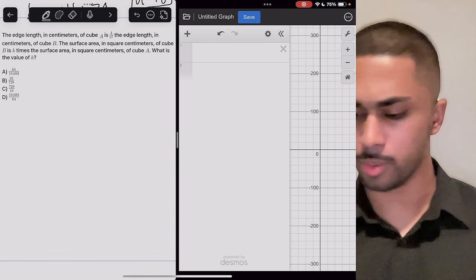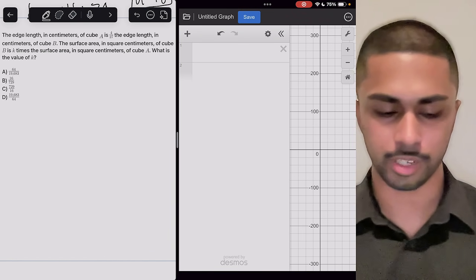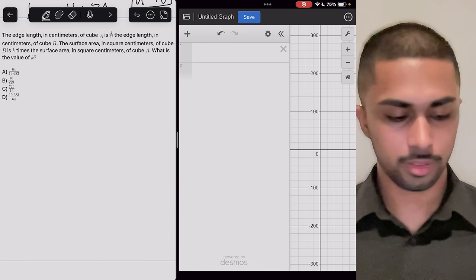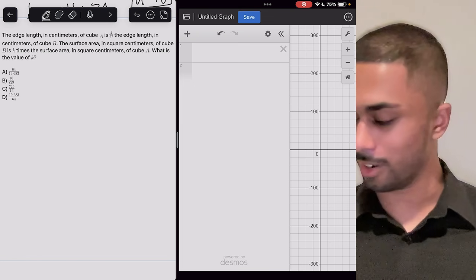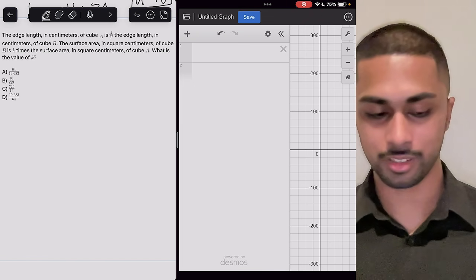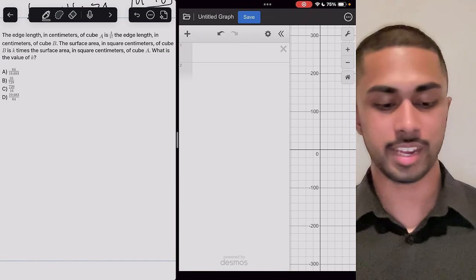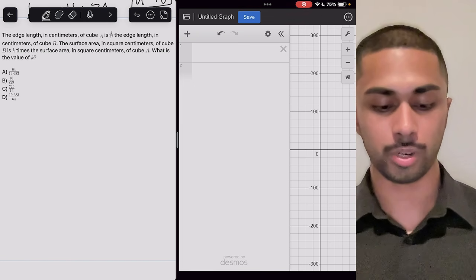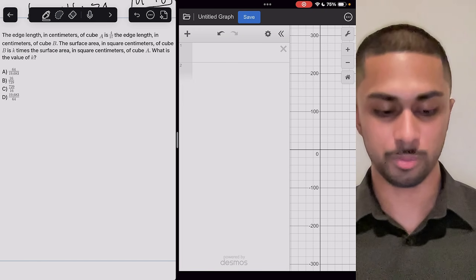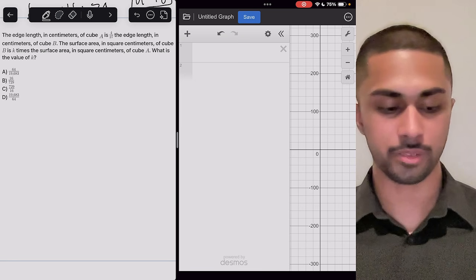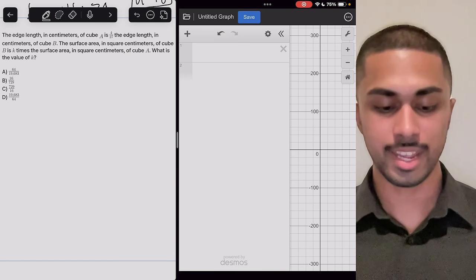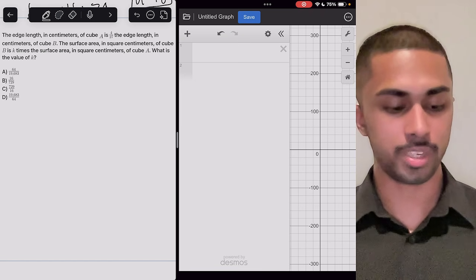I don't know if I told you this, but we are doing another scale factor question, which is this one. I know we did one earlier, but if you want more practice, here it is. The edge length in centimeters of cube A is 4/27 the edge length in centimeters of cube B. The surface area in square centimeters of cube B is k times the surface area in centimeters of cube A. What is the value of k?